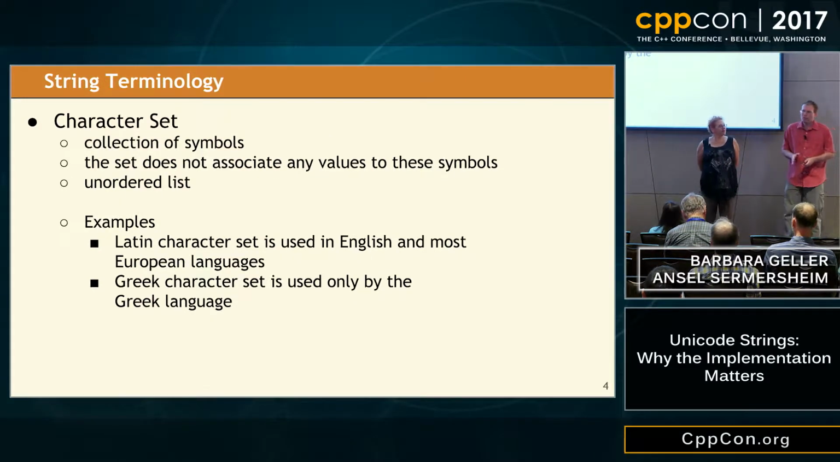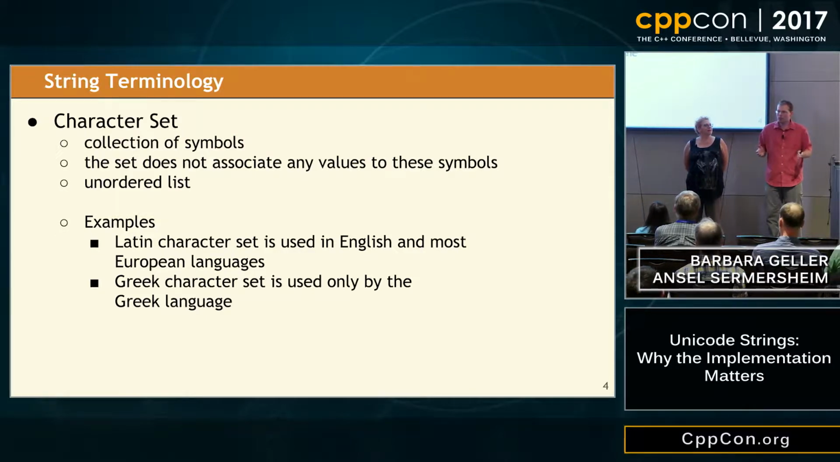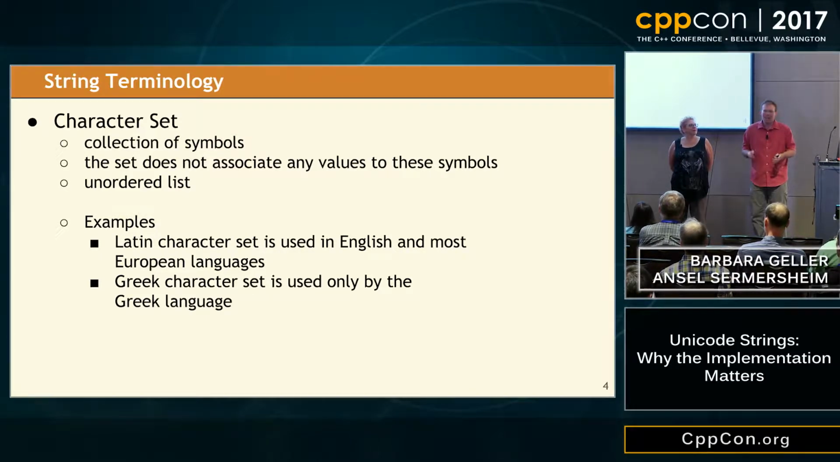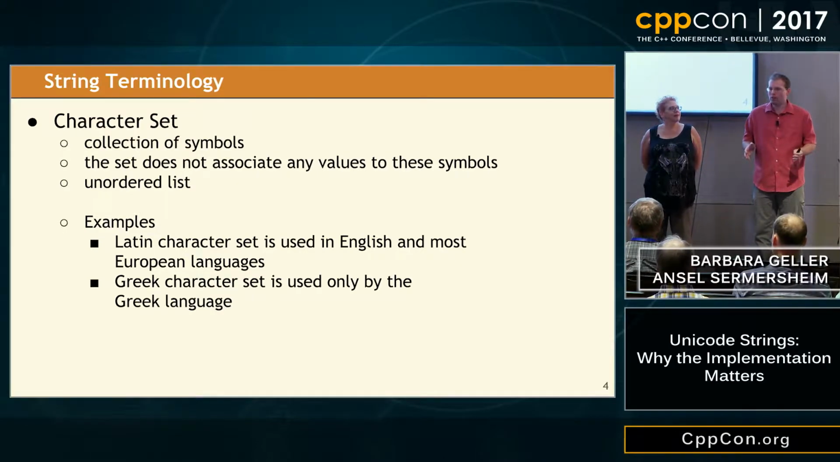So the first piece of terminology that you need to really understand to understand strings effectively is the idea of a character set, and this is nothing more than a collection of symbols. Importantly, it does not include any values. This is just a list of symbols that someone might use to represent things in strings or any text.